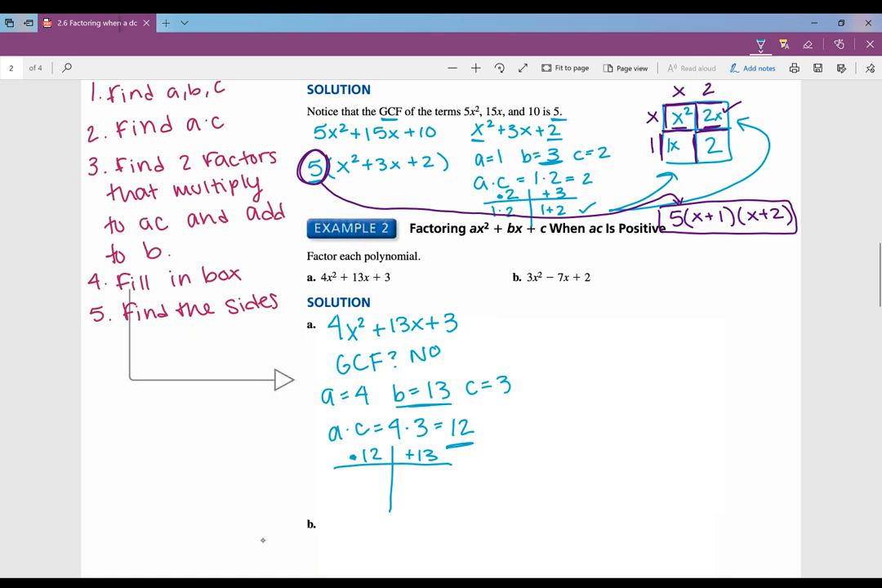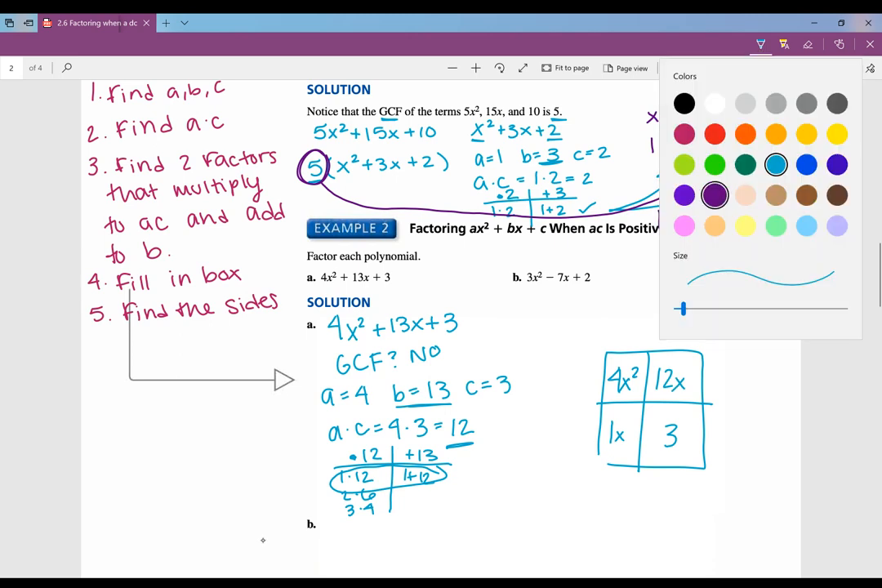So what are factors of 12? Well, we could do 1 times 12, 2 times 6, or 3 times 4. And which of these is going to add up to 13? Well, it's going to be 1 plus 12. So we know that 1 and 12 are the numbers that we want to use. So when we make our box, we'll have our 4x squared in the first box, 3 in the last box, and then our 13x we're going to split into 1x and 12x.